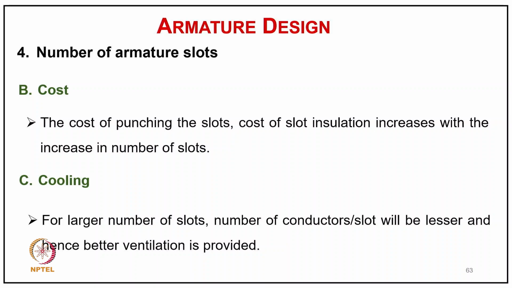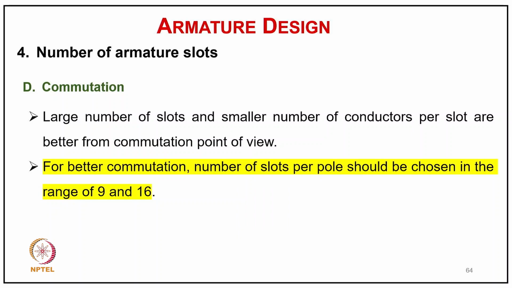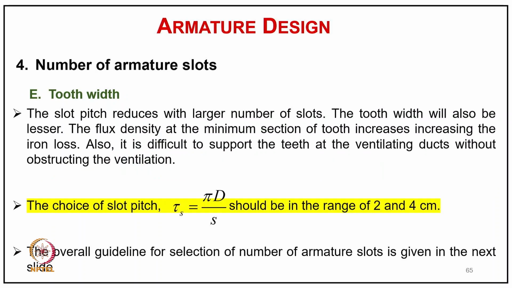Now coming to the selection of armature slots based on cost: the cost of the punching of slots and the cost of slot insulation increase with the increasing number of slots. For cooling, with a large number of slots, the number of conductors per slot will be lesser and hence better ventilation is produced. Coming to commutation, a large number of slots and a smaller number of conductors per slot are better from the commutation point of view, and for better commutation, the number of slots per pole should be chosen in the range of 9 to 16.